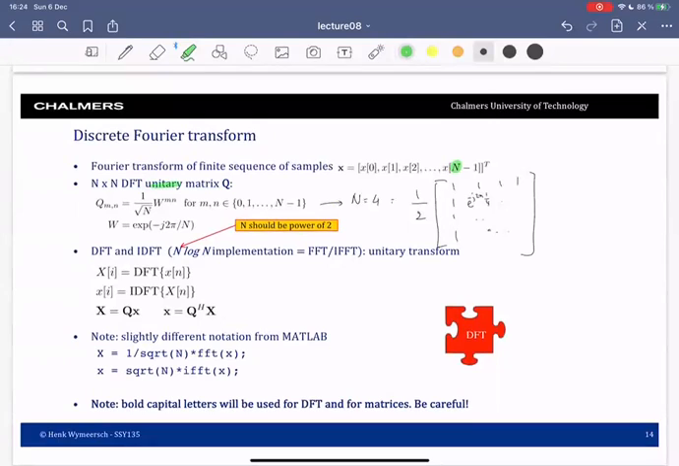The matrix is unitary, so this means that Q Hermitian Q is equal to an identity matrix, which is equal to Q Q Hermitian. Recall that Hermitian means that I take the transpose and then the complex conjugate, which is the same as taking the complex conjugate and then the transpose.